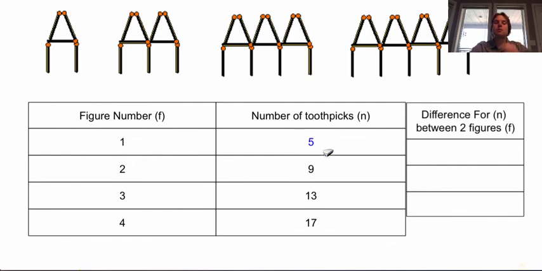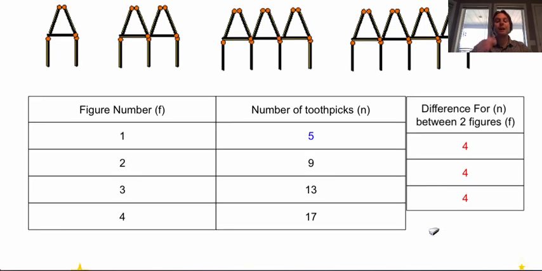So, once again, these are increasing by 1. What is the difference between figures 1 and 2? I get a difference of 4. What is the difference between figures 2 and 3? 13 and 9. 13 subtract 9 is 4. And this one again is 4. So in this case, we're going 4 multiplied by f, multiplied by the figure number to get the toothpicks.